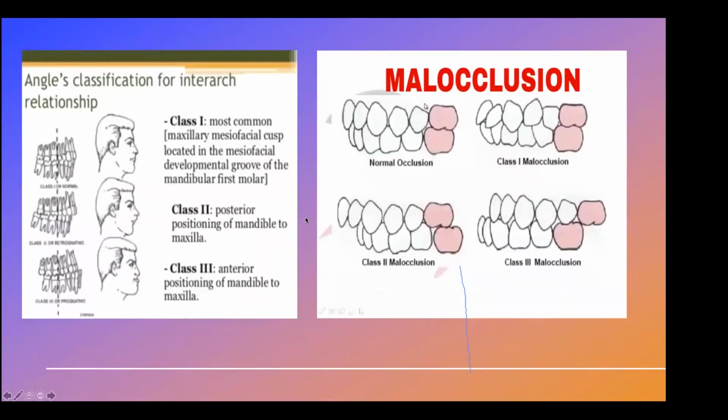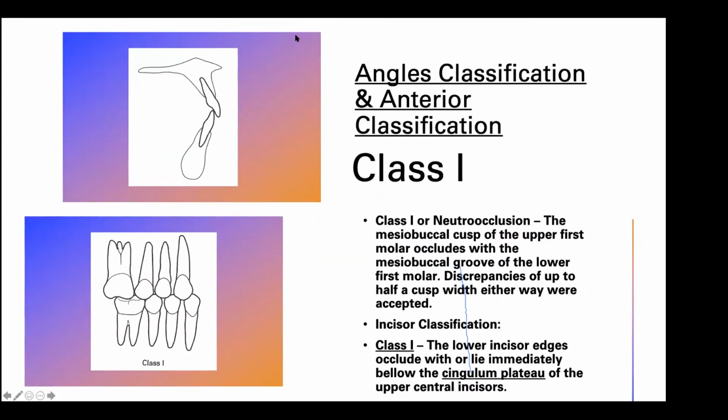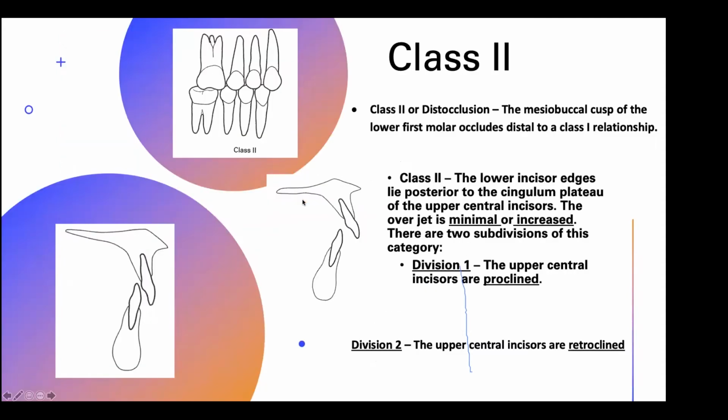And for class 1 anterior relationship, the lower incisal edge occludes or lies immediately below the cingulum plateau of the upper central incisors. So this is what would be known as an anterior classification of a class 1. So you would have the upper maxilla slightly protruding over the lower mandible, and then you would have a 1 to 2 millimeter overjet. And this is what people would commonly say is a normal bite. Now we come to class 2.